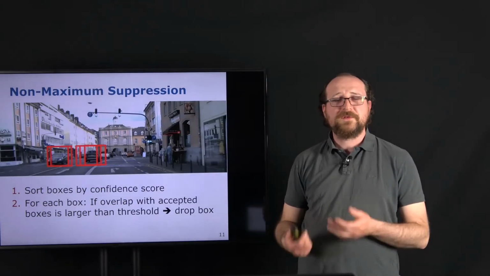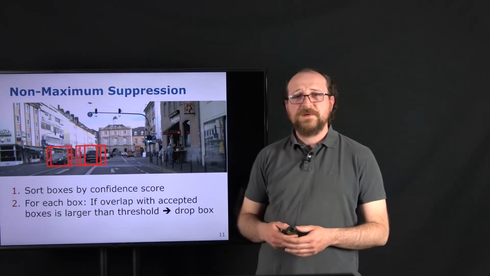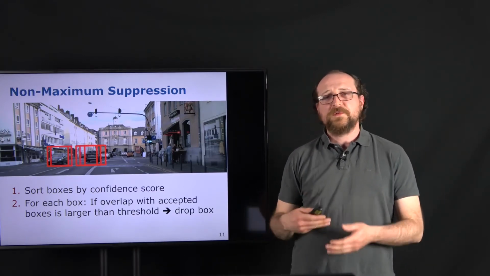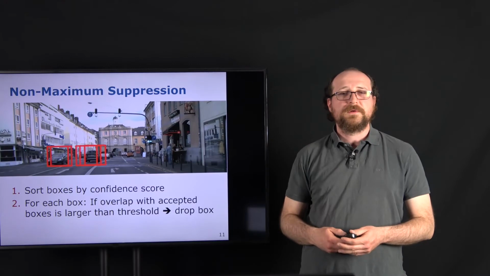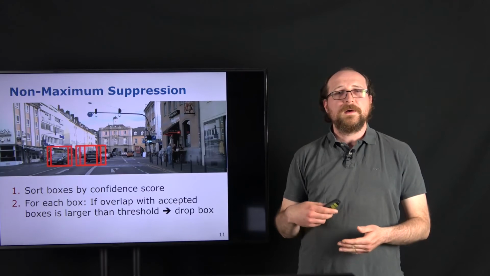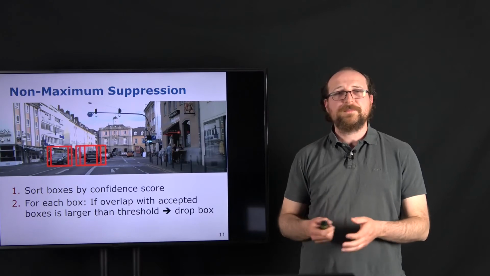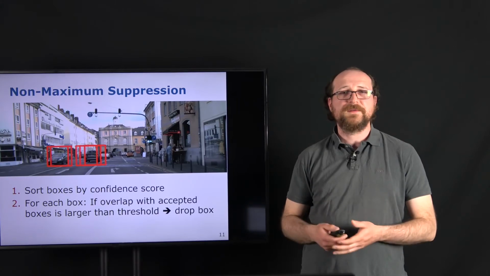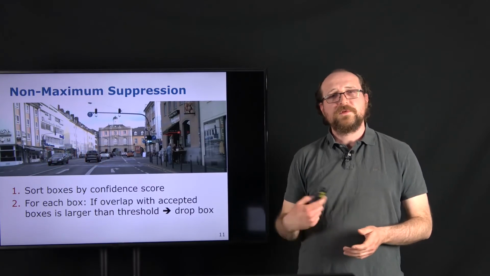And the non-maximum suppression now works as follows. We are sorting our boxes by the confidence. And for each box, we are looking if this box is overlapping with some accepted bounding box from before with a larger threshold. And if this is the case, we are just dropping this bounding box because this is then not our maximum detection for this case. And for this, we have to define an overlap score, and this is defined by the intersection over union. And usually something like 0.5 is chosen because this will give good results in the end. And it looks something like this.